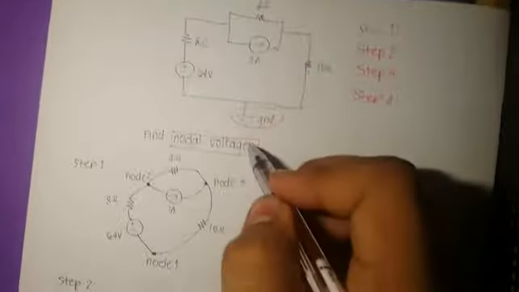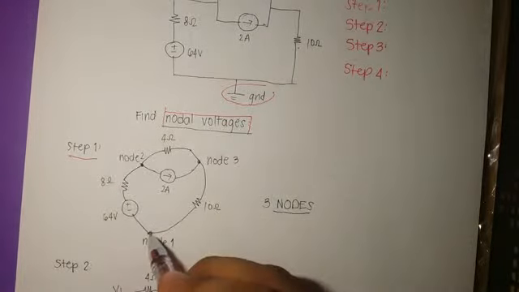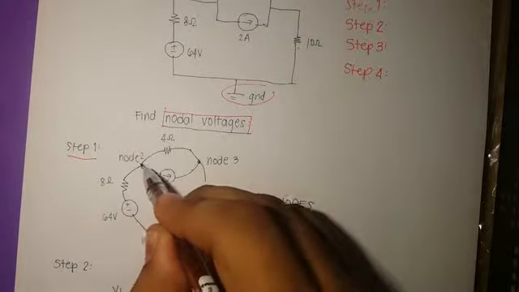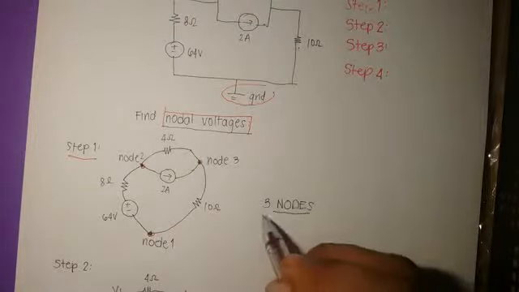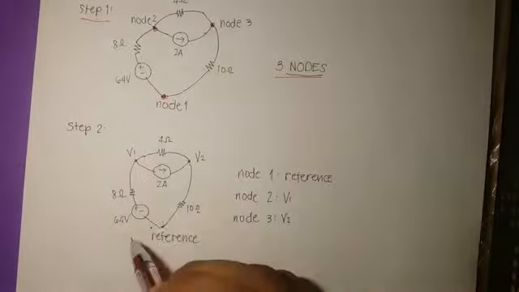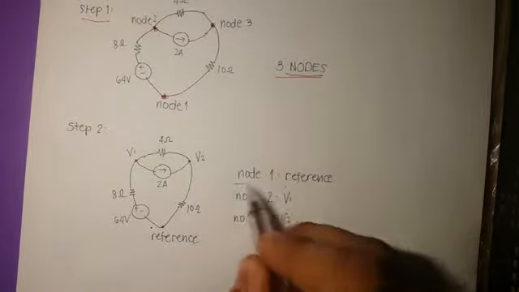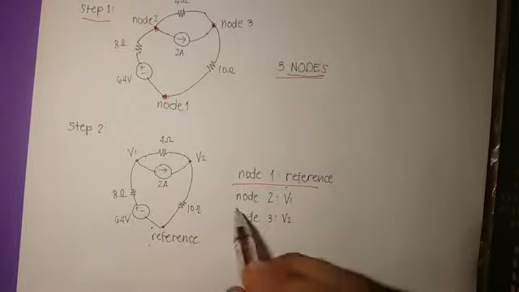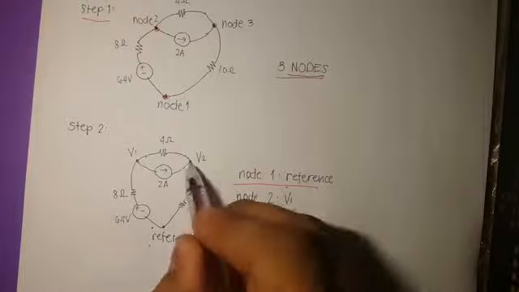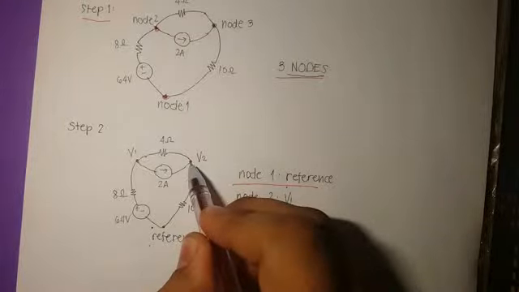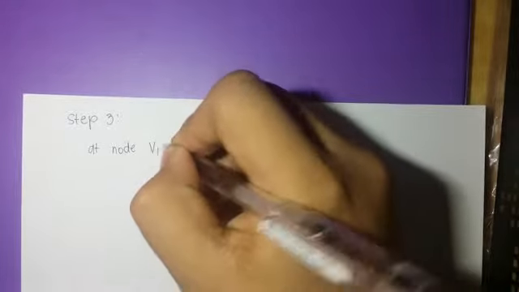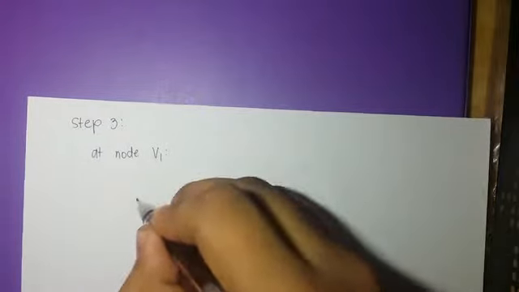So step 1, we determine the number of nodes. There are 3 nodes: node 1, node 2, and node 3. For step 2, we will pick the reference node at the ground, which is node 1, node 2 for V1, and lastly node 3 for V2. Step 3, we apply Kirchhoff's current law at each node, V1 and V2, and apply Ohm's law.